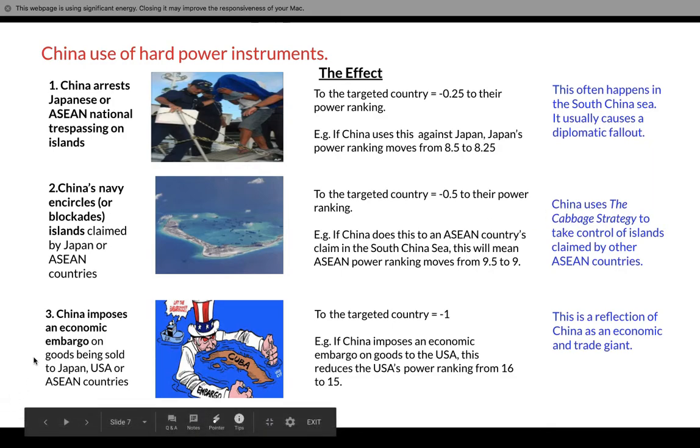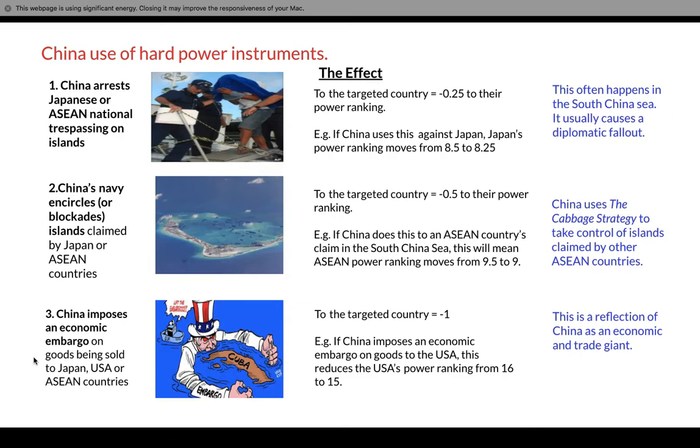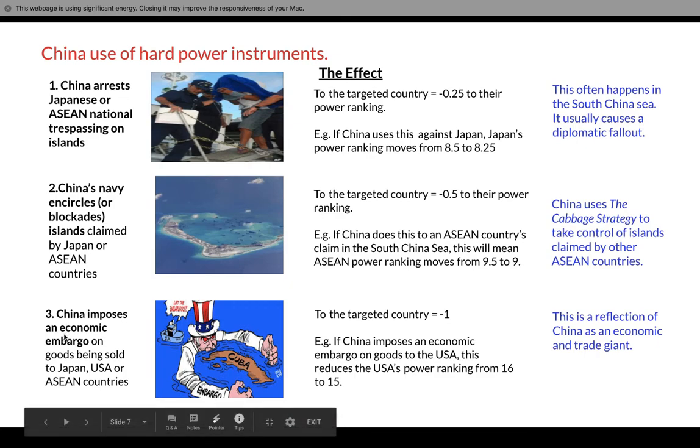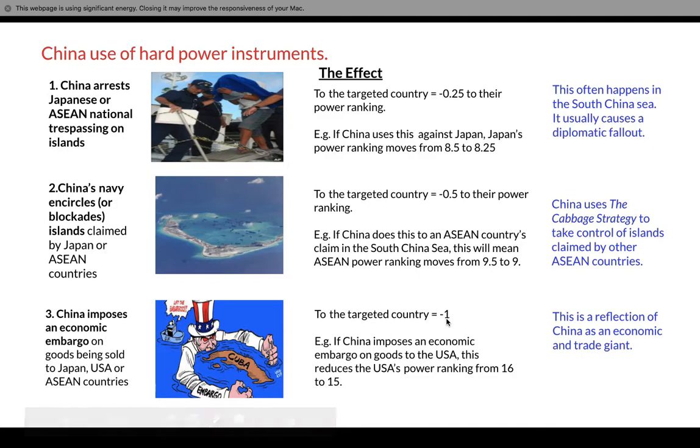An even more aggressive maneuver in hard power instruments is imposing an economic embargo on goods being sold to Japan, the USA, or Asian countries. The targeted country would lose minus 1 power. So if China imposes an economic embargo on goods to the US, this reduces the USA's power ranking from 16 to 15. And the fact that this is much higher, compared to these, is a reflection of China as an economic and trade giant.